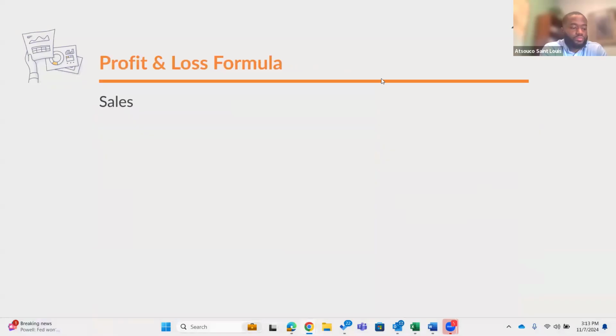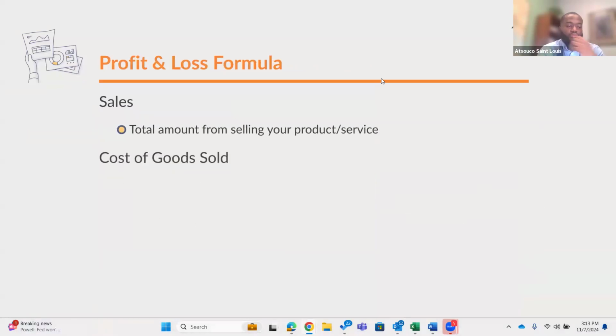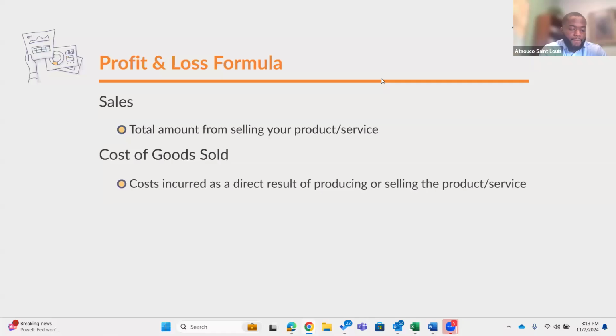Sales, also called income or revenue, is the total amount from selling your product or service during a certain time period. Cost of goods sold, also called variable costs, are those costs incurred as a direct result of producing or selling the product or service. Cost of goods sold may include cost for materials used, direct labor, manufacturing costs, packaging, and freight. Also included are fees from merchant services when your product or service is purchased with your customer's credit card. There are some types of service industry businesses that will not have cost of goods sold.